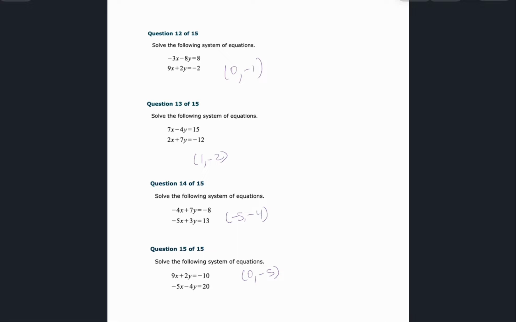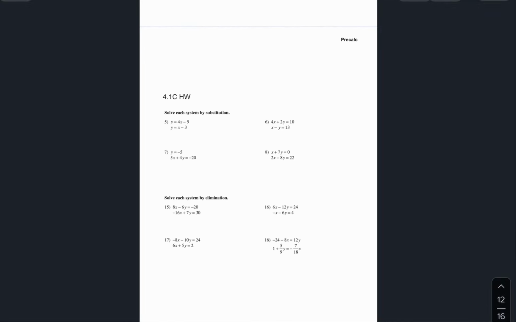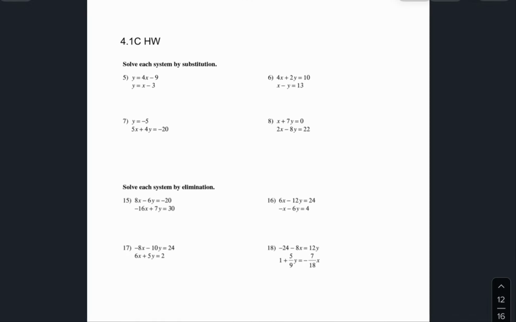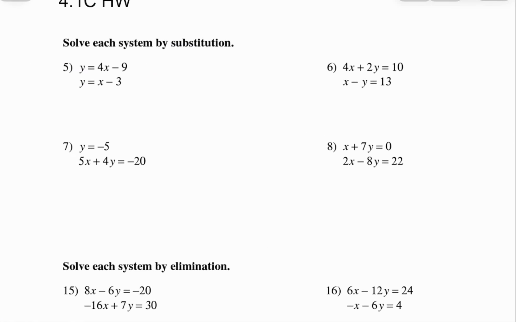So those are similar to what we've just done. And then your homework is here below. You have those 8 systems of equations. I do want to do number 5 with you here and number 18. So let's pull up the homework and do number 5.